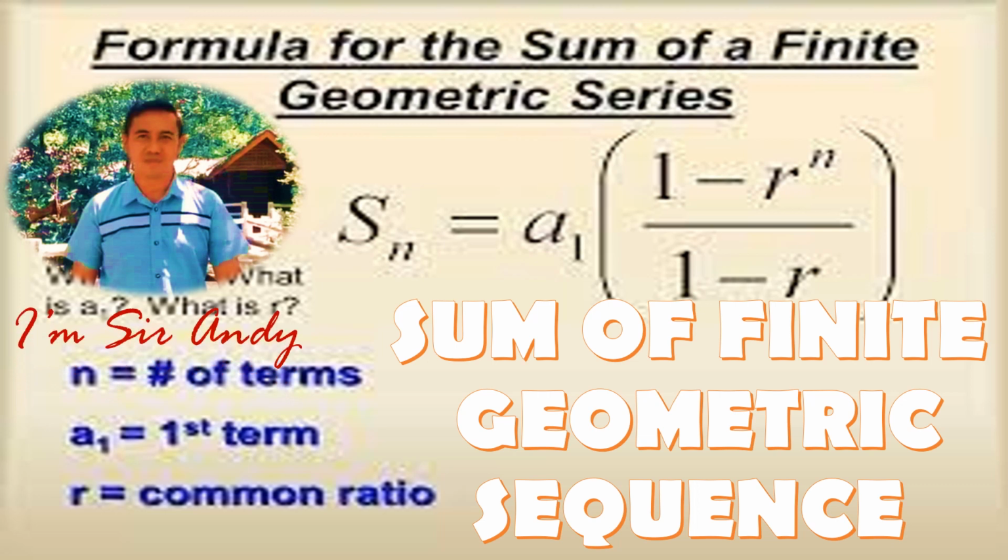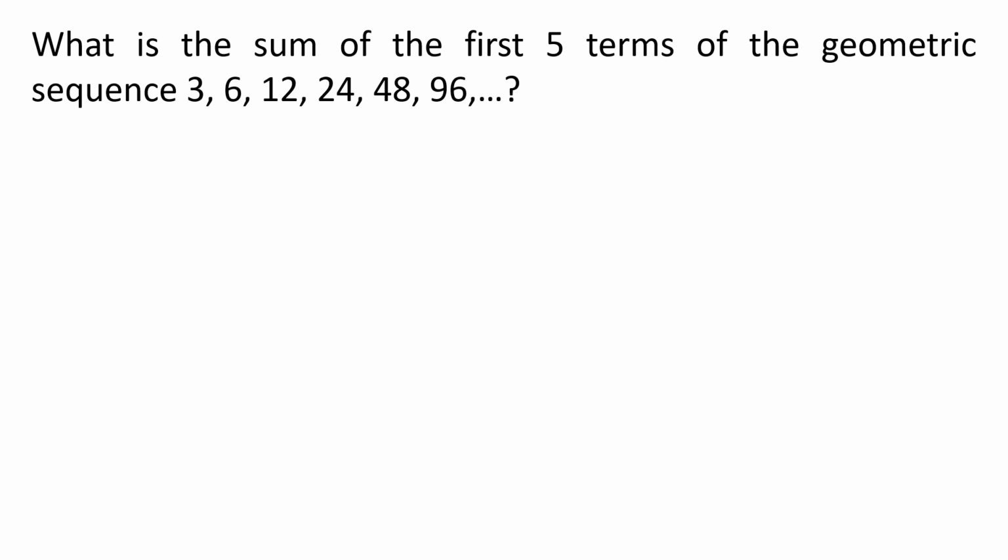Today we are going to discuss the sum of a finite geometric sequence. To start with, I have a problem here. It states: what is the sum of the first 5 terms of the geometric sequence 3, 6, 12, 24, 48, 96, and so on? So the first thing to do is to find the sum of the first 5 terms. Let us try this solution.